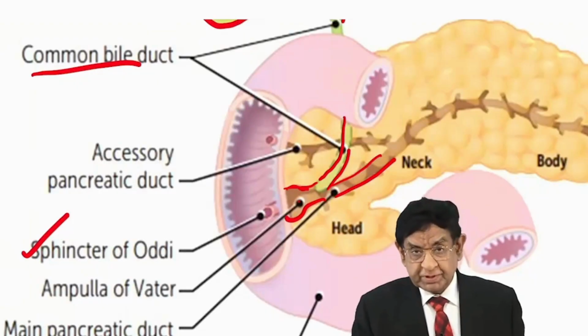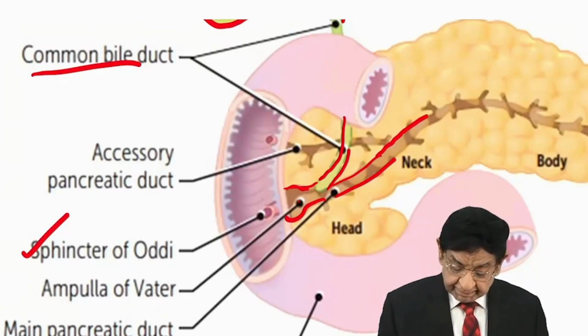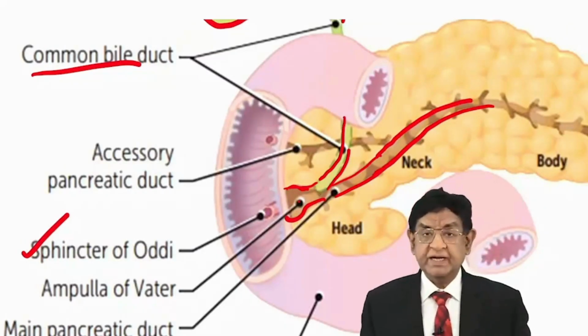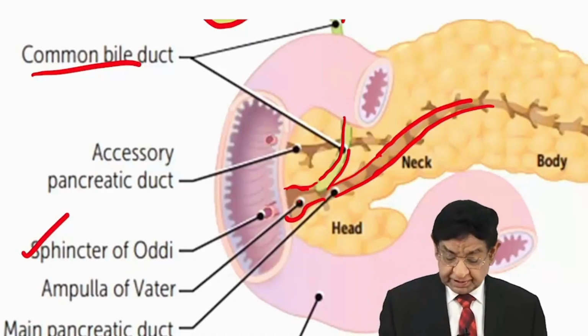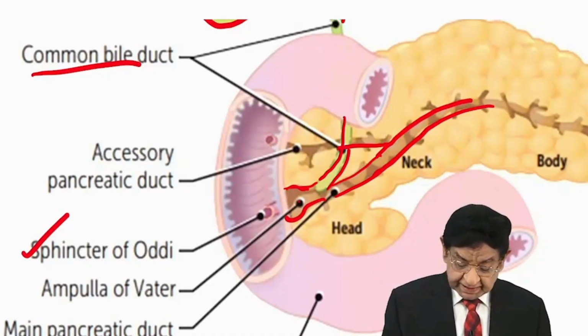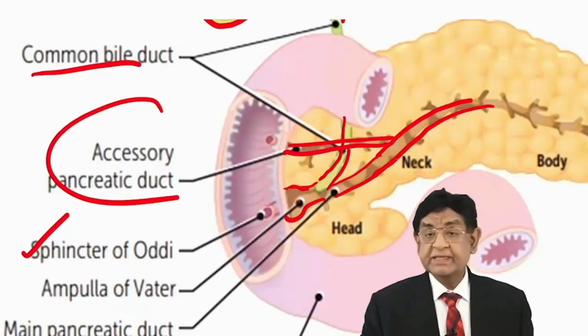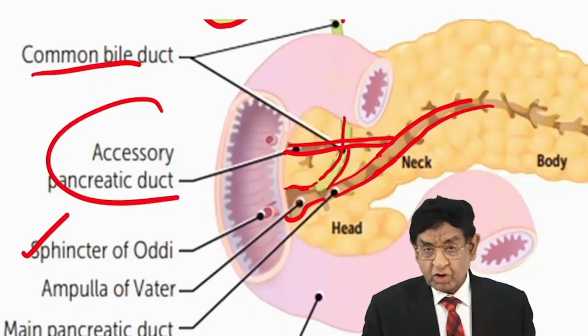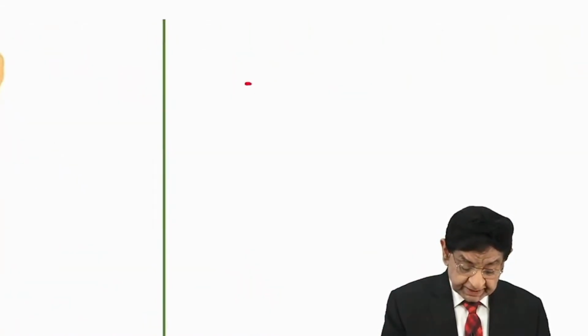But there is an important point to remember. I told you that we have a pancreatic duct which combines with the common bile duct. But point to be noted, we have an accessory pancreatic duct that opens separately, not uniting with the common bile duct. So I can make a lovely diagram for your easy reference.